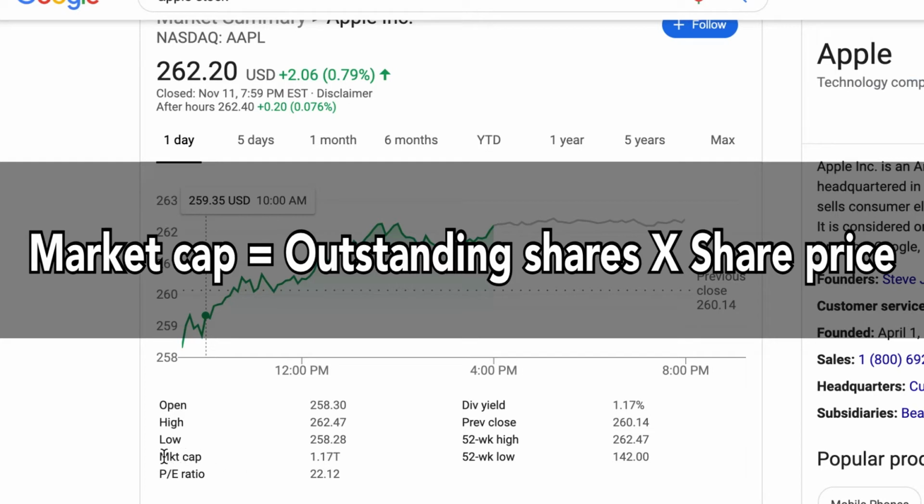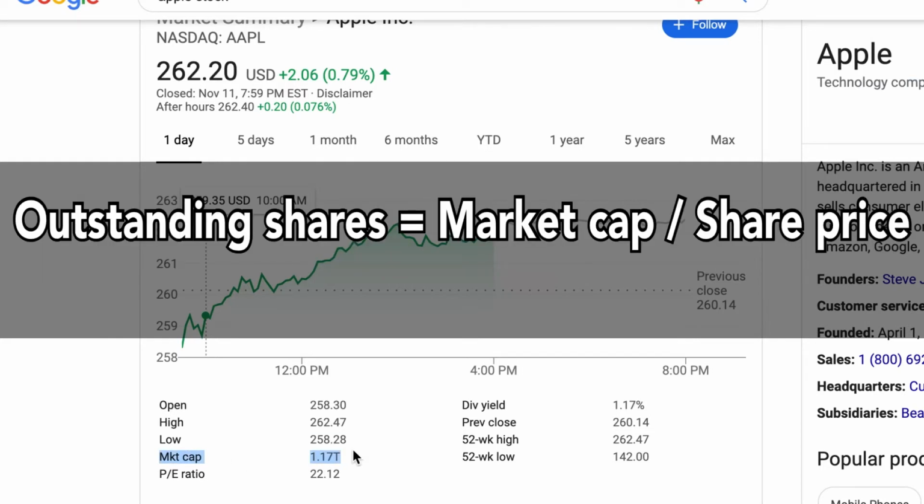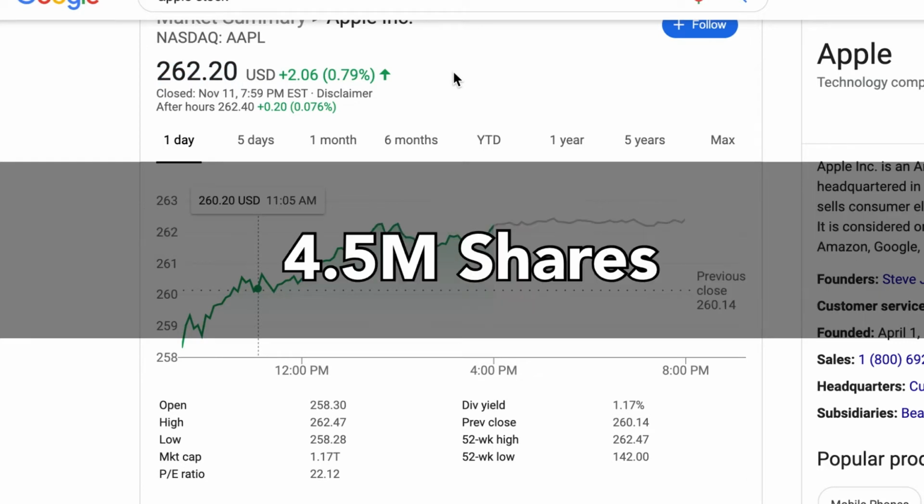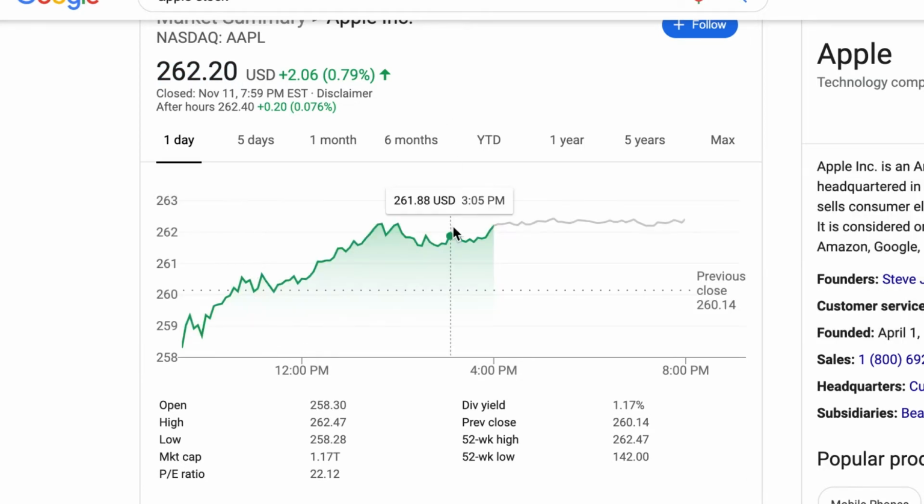So if you wanted to know how many shares of Apple were out there, you'd divide its market cap, which is 1.17 trillion, by the current price, which is $262.2. In this case, that's around 4.5 million shares. Now, for the most part, the market cap is indicative of how big the company is.